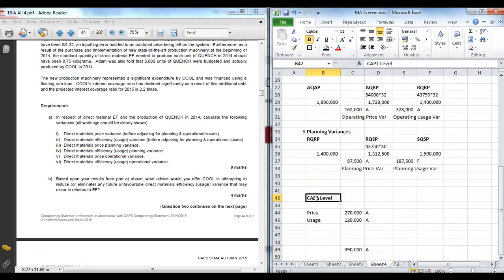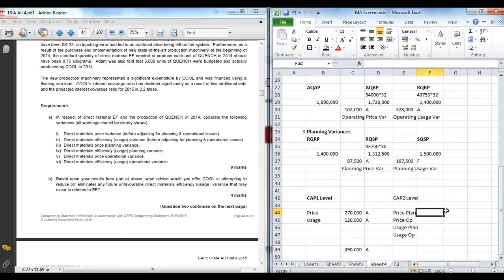They are CAP1 level. We split the material variance between price, so we obviously spent more than we expected, and usage. We used more than expected. But in CAP2 level, we now split it into 4. We have price planning, we have price operational, we have usage planning, and we have usage operational.